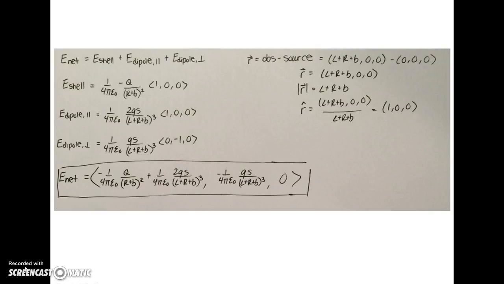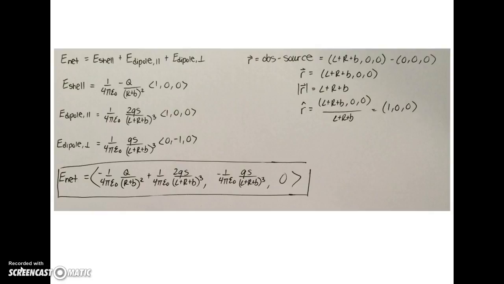And the first step is to find r. You find r by doing the observation location minus the source. So if you set your origin at the center of the dipoles, our observation location is L plus R plus b, 0, 0, minus the origin. So we get the vector r, and then we get the magnitude of r and the unit vector for r. And then we calculate E shell by the equation for a shell of uniformly distributed charge, and that's the equation right there.